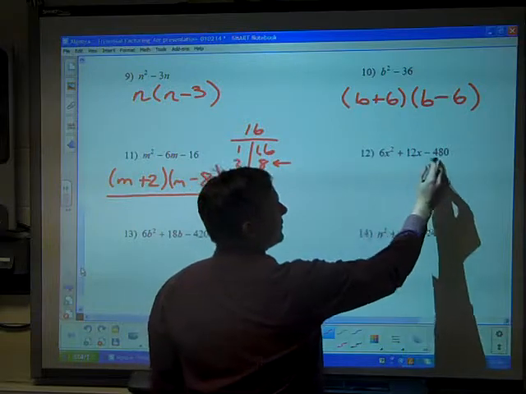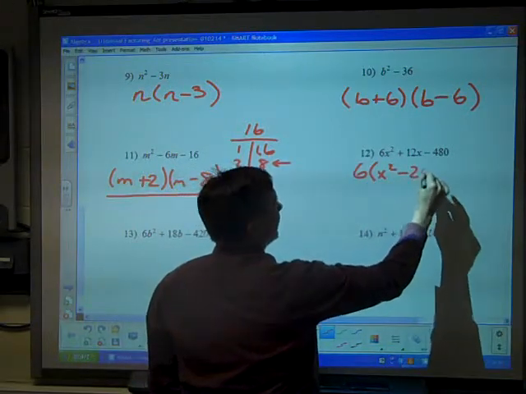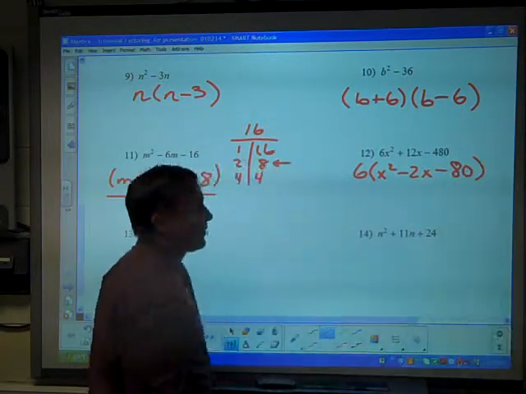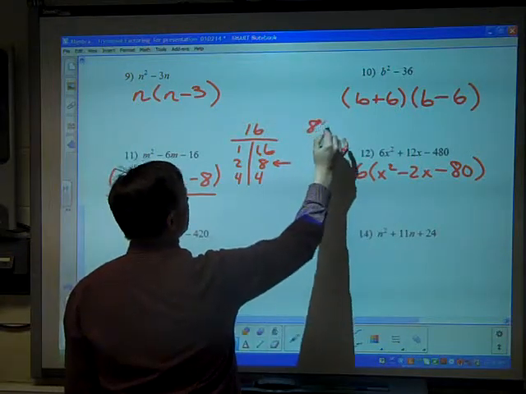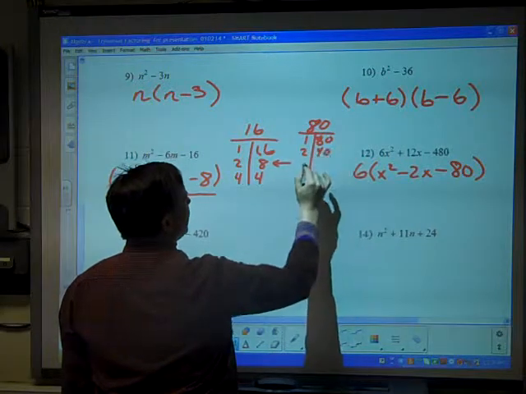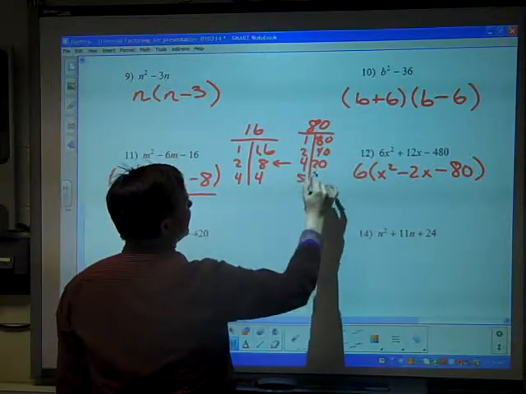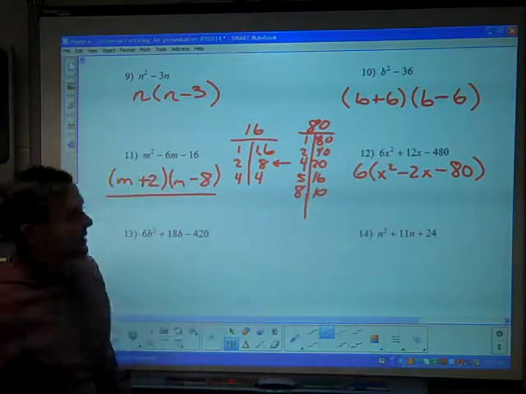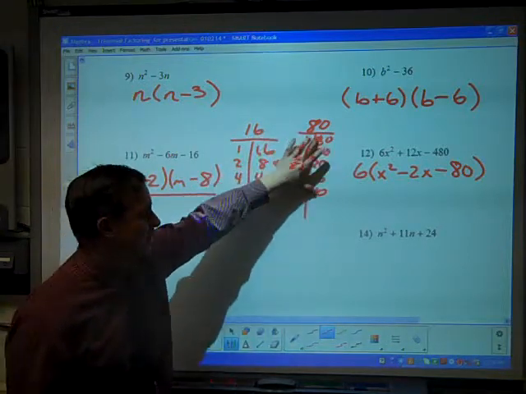Again, 12. You see this? You see, hey, I sure hope 6 comes out. And it does. If you pull 6 out, you get 80. Now with 80, it's a lot harder. You have to think of all those factors, and there's a lot of them. 1 and 80, 2 and 40, 4 and 20, 5 and 16, 8 and 10. And again, we're looking for sums or differences out of these number pairs, okay?